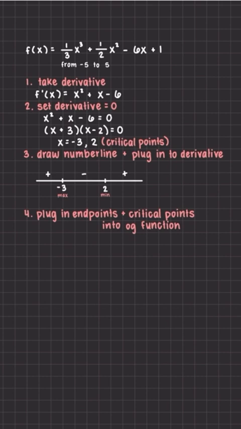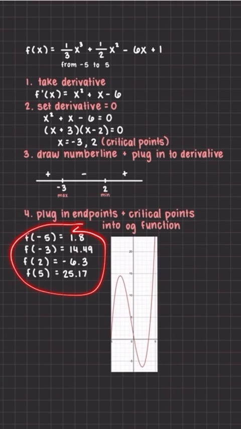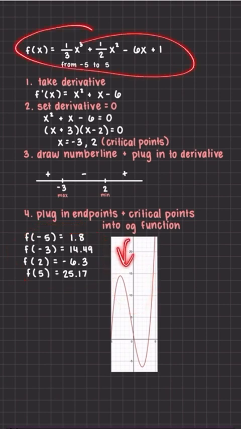Next step is to plug in the endpoints. Remember, don't forget about these, the endpoints and the critical points into the OG function, meaning this function, not this function like we did before, so that we can find the values that all of these little points give us and see which one's the highest and which one's the lowest, so we can figure out what's absolute and what is local. So if we use a calculator, we can kind of see the answers here. This is the graph of this original function here.